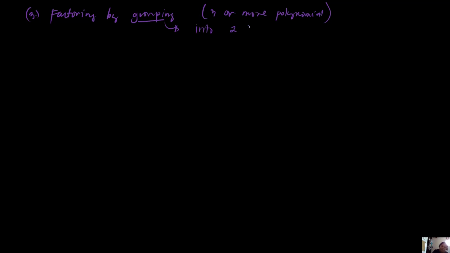We have factoring by grouping. Factoring by grouping, we use it when there are 3 or more terms in the polynomial. From the word grouping, we group the polynomial or the algebraic expression into two groups or sets. Okay, let's have an example.